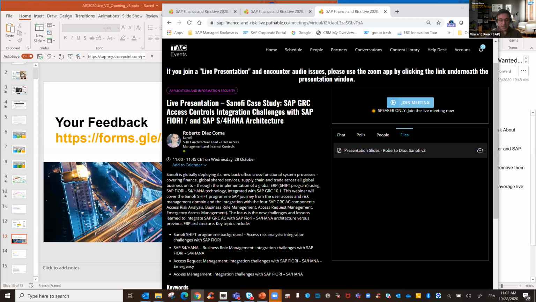During this session, we will go through how Sanofi is globally deploying its new back office cross-functional system, covering finance, global shared services, supply chain, and trade across all Sanofi global business units, which we call the SHIFT program. And how SAP GRC Access Control has been deployed, and what the challenges have been around the integration with the new Fiori user interface and the new S/4HANA technology.